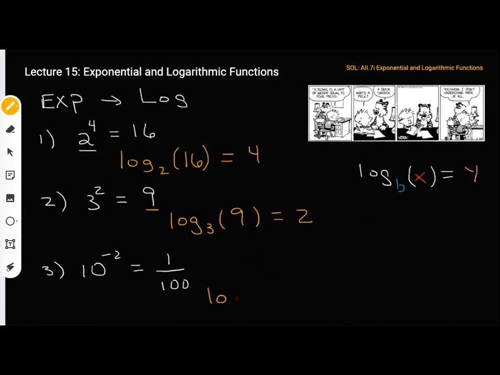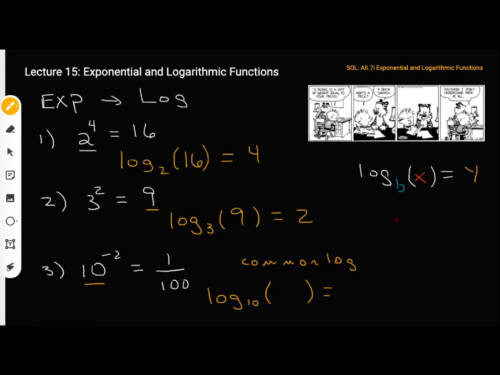Okay, so for number 3, I'm going to have a log. What's the base going to be? It's going to be 10. If you remember from our last lecture, we talked about what happens when our base is 10. And when you use the powers of 10, that's called a common logarithm. So we call this a common logarithm, or common log for short.